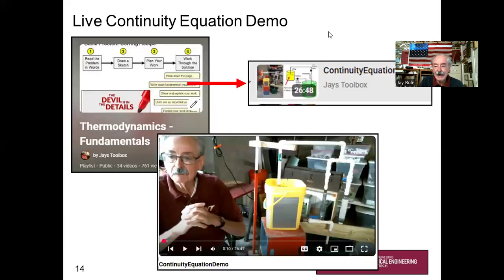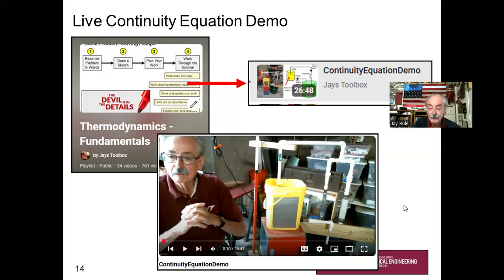Let's say you'd like a little live demo. About a year or so ago, I decided to, in my basement, I've got a bucket and I've got a pump down here in a bigger bucket. I've pulled my webcam over, and I'm showing you physically what the continuity equation looks like with my little demo bucket, trying to show steady flow and transient flow. So see the thermodynamics fundamentals playlist, continuity equation demo.